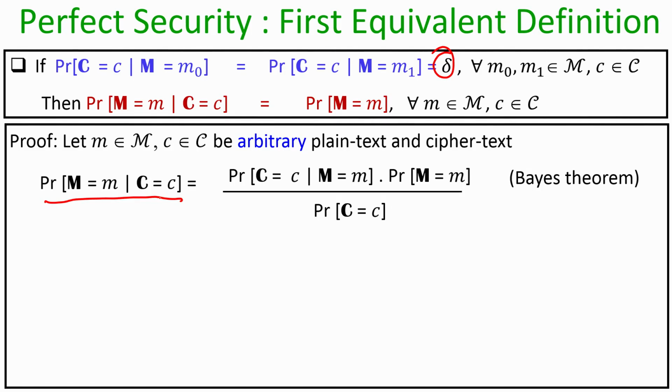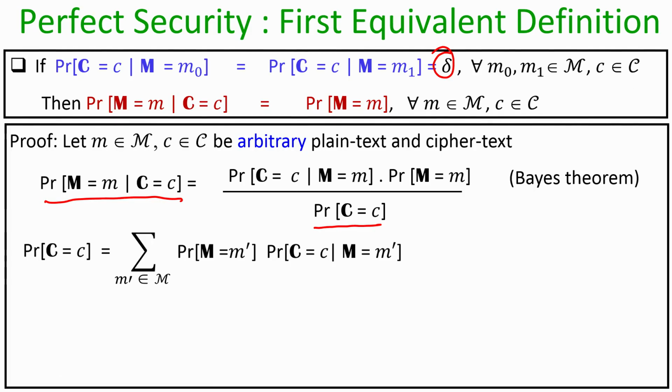So, I am applying the Bayes theorem and rewriting the same expression in the LHS, where I am changing the numerator and denominator, and as per the Bayes theorem I will get the right hand side part, right. So, now let us try to compute the value of the probability that C is equal to little c.